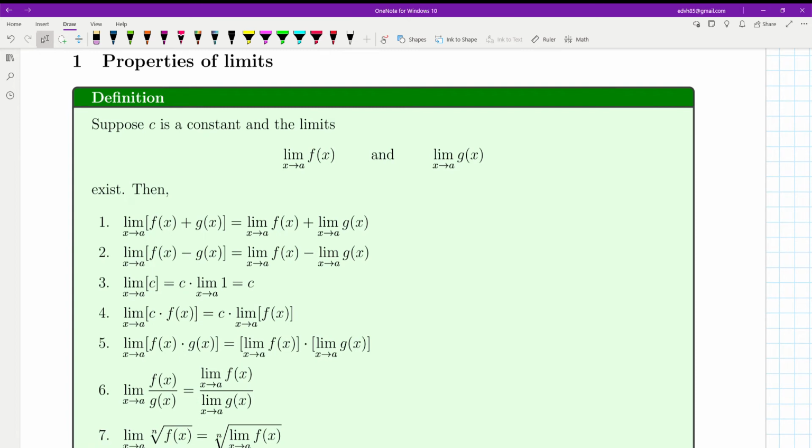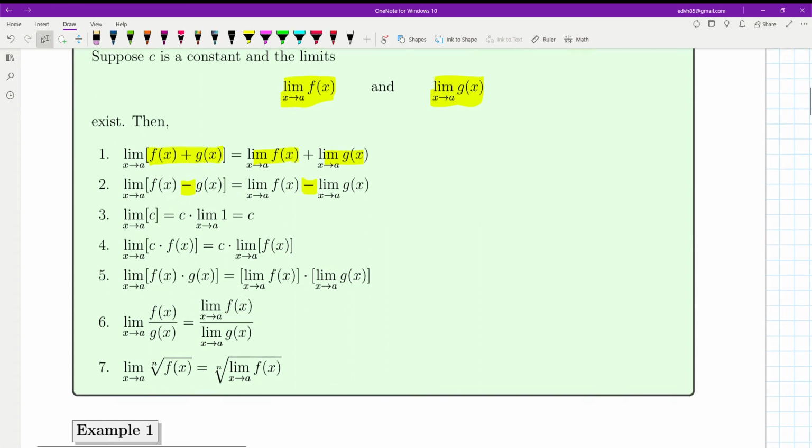So what are these properties of limits? Well, suppose c is just a constant, a multiple, and then there are these two limits, the limit of f of x and the limit of g of x. Whatever those limits are, you can label them L1 and L2, but let's not define anything. In this case, the first property tells us that when we have the limit of a sum of two functions, we can write this as the sum of the two limits, and the same applies when one of them is negative, when we would have the difference of limits.